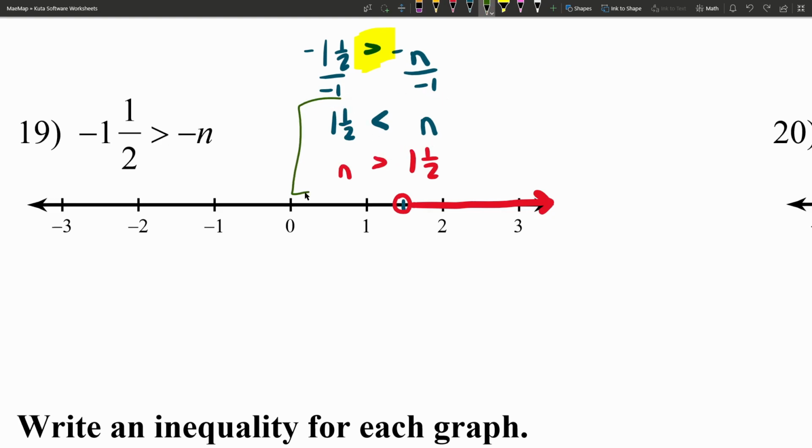And again, these two inequalities say the same exact thing. 1 and 1/2 is less than n. I rewrote that as n is greater than 1 and 1/2. The opening is the same way, still open towards that n. I just switched what side my variable was on. Let's move on to number 20.